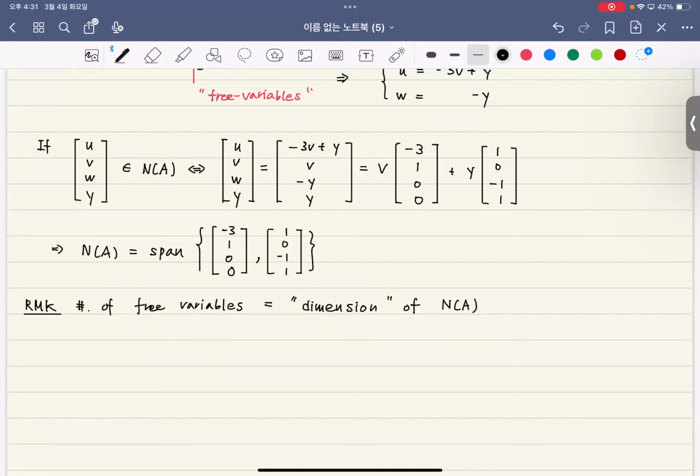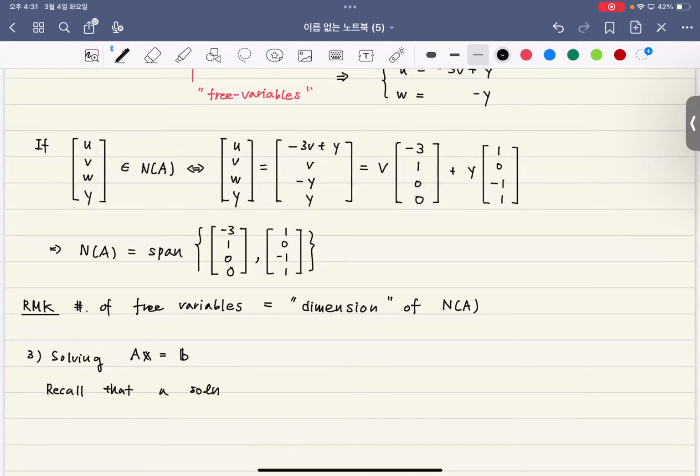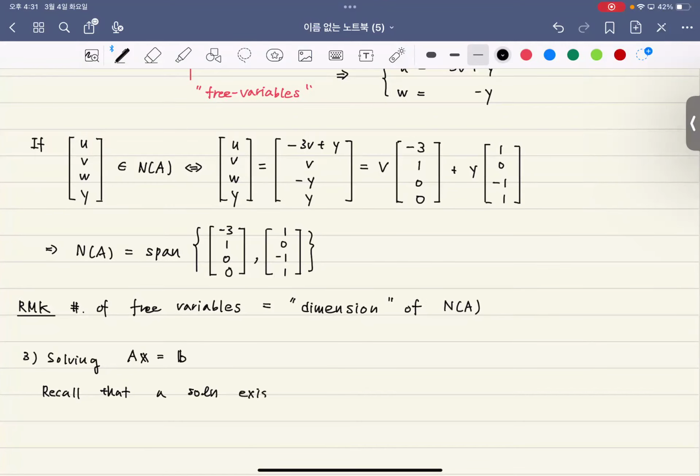All right. So now we are done with the null space. Now I want to solve the system of linear equations, Ax = b. You have to remember that a solution of the system of linear equations exists if and only if b is a member of the column space of A.